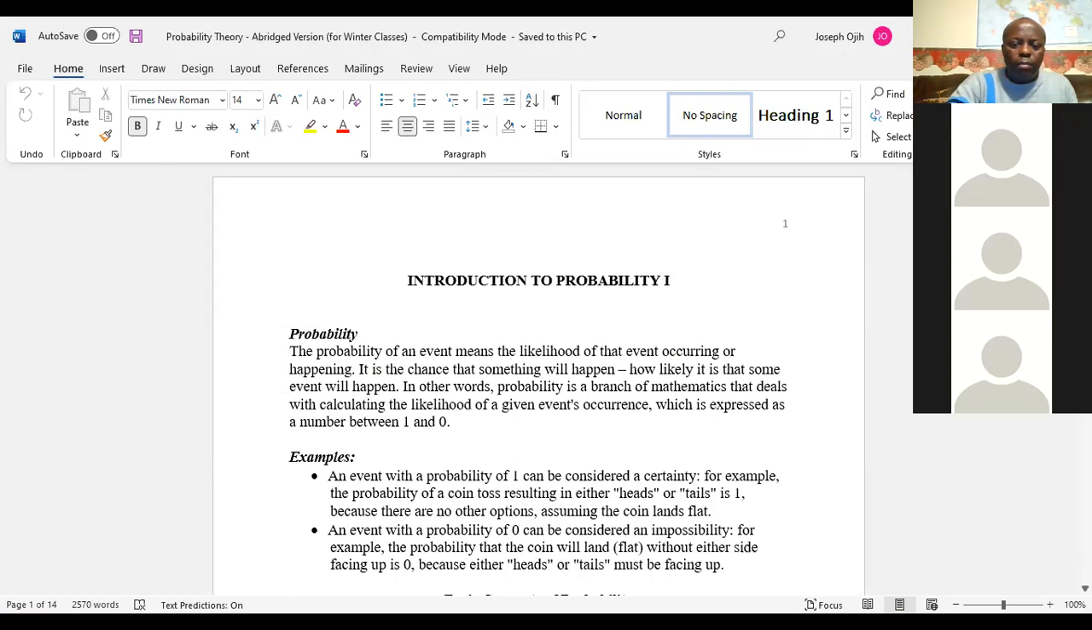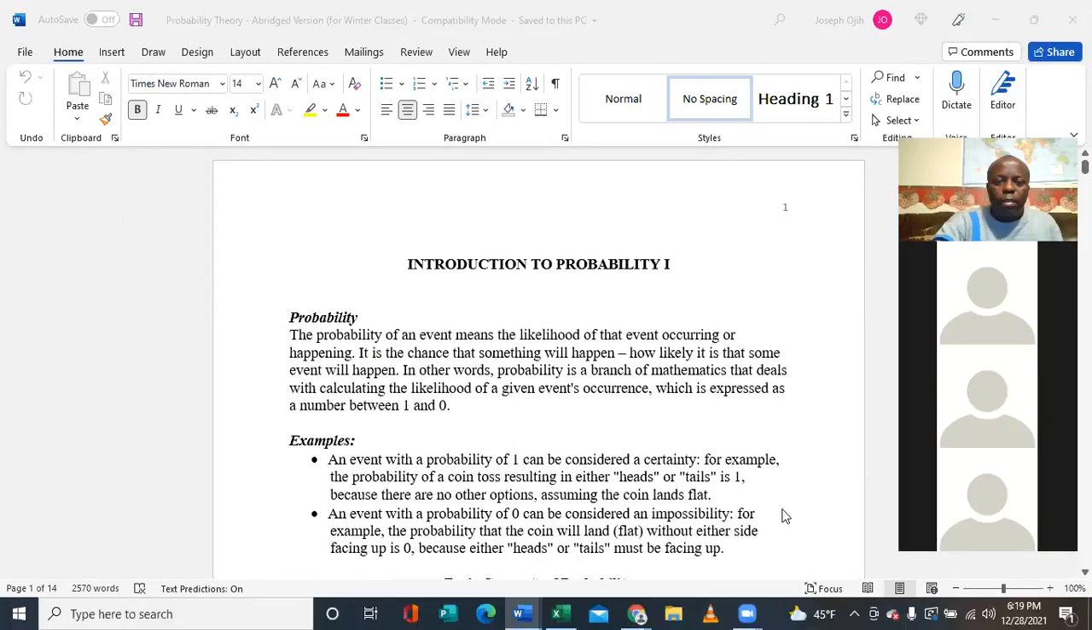Now, this is what we have tonight. Can you see it? Tell me what you see on the screen. Introduction to probability. Yes, that's what we're gonna be doing tonight.